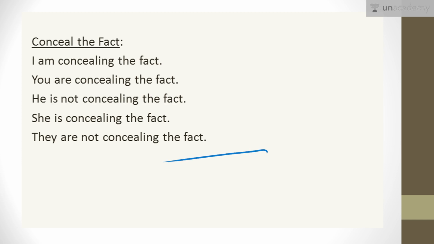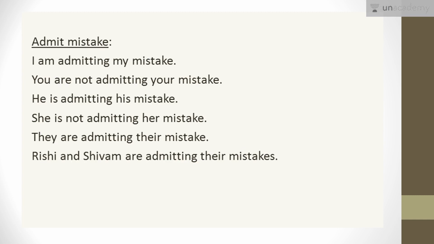So this is how I can just switch to negative and positive sentences. Okay, this is how I can use these sentences in my daily life. Now the next is admit mistake. अपनी गलती मानना. So it's a good habit actually. You all should admit your mistakes. But let's practice first. I am admitting my mistake. मैं अपनी गलती मान रहा हूँ. I am admitting my mistake.